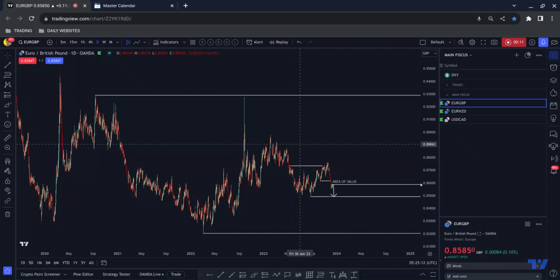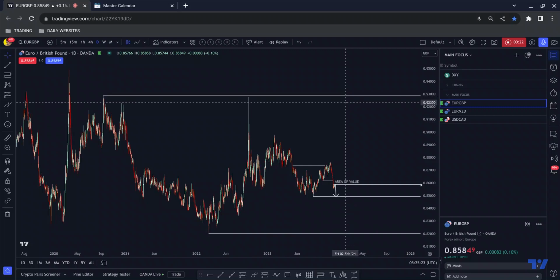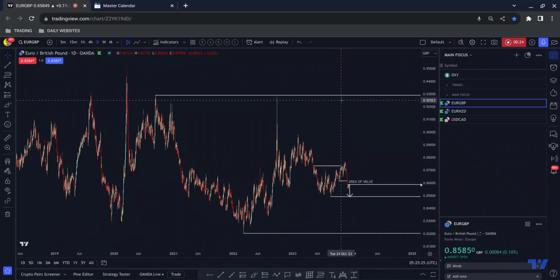So without further ado, I'm going to break down the pairs which I have on watch this morning, and those are Euro Pound, Euro Kiwi and Dollar CAD. I'm going to start off with my favourite of the bunch, which is Euro Pound. Not often I say that about Euro Pound.